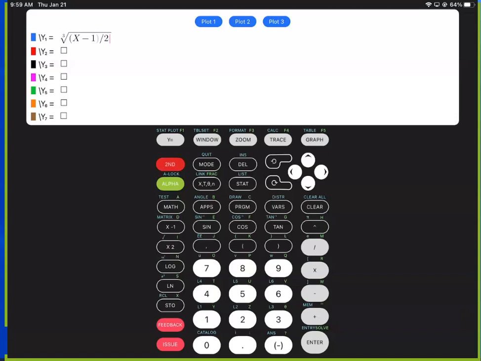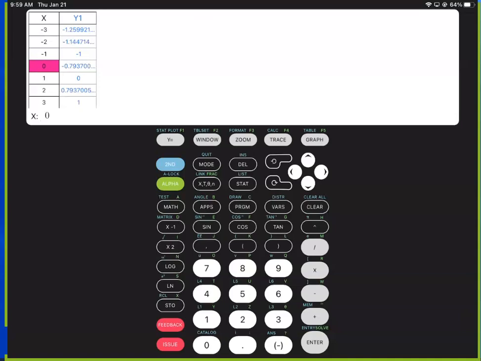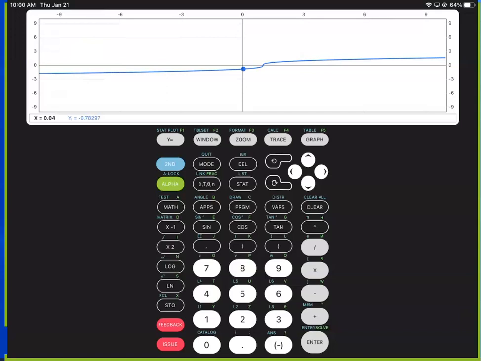Once you have that, hit second table. And look at this ugly table we have. We do have a point at (-1, -1), a point at (1, 0), and a point at (3, 1). But the rest are sort of a mess. It's enough to just graph it based on those 3 whole numbers, but let's go ahead and hit graph, and look at this graph, so that we know where to point our arrows.